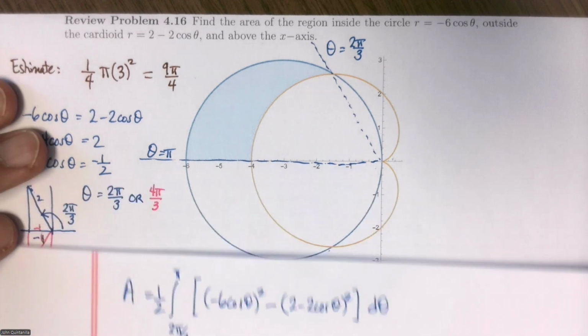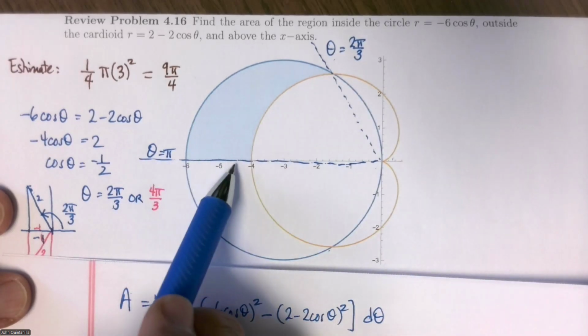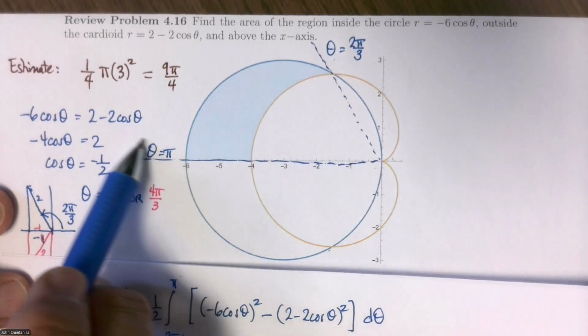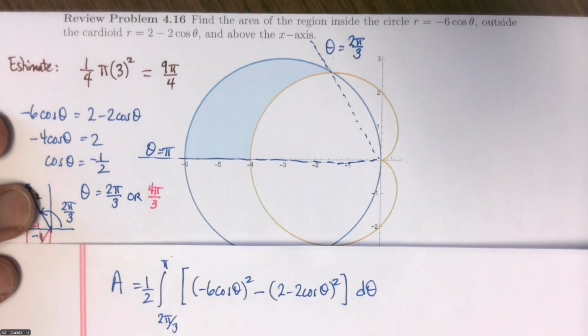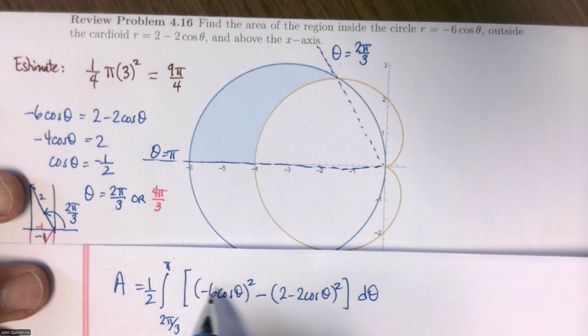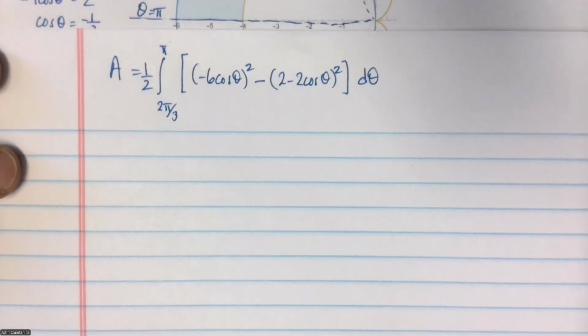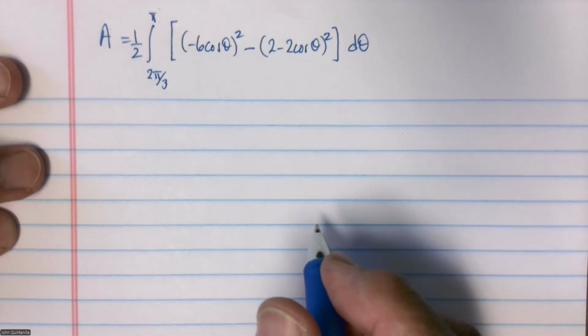So that was the work that I did here to find the endpoint of 2 pi over 3, and then the endpoint of pi corresponds to the negative x-axis. And then the thing that I integrate, because I'm finding the area between two curves, is going to be the outer function squared minus the inner function squared. Okay, now we just have to do the calculations.